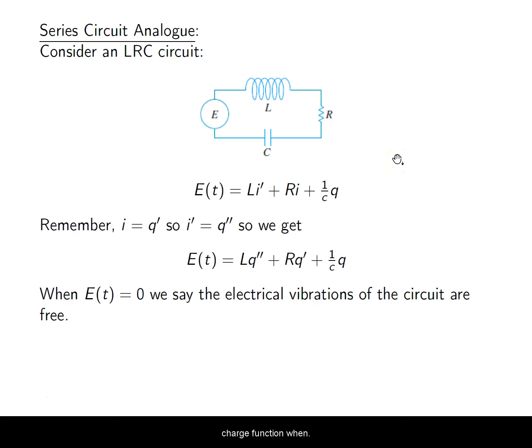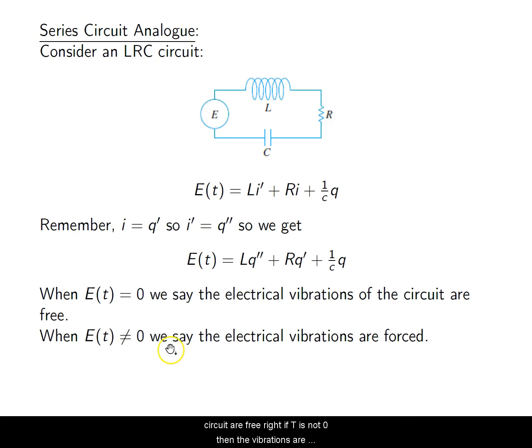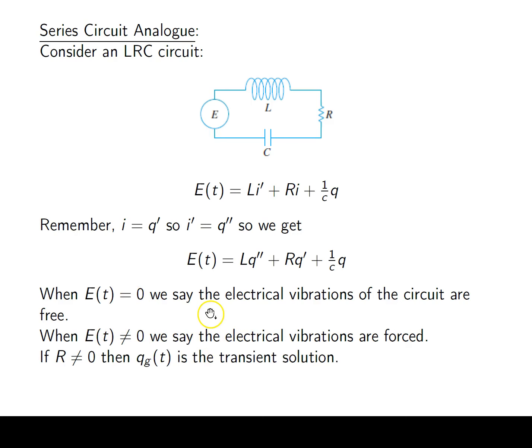So let's talk about the system a little bit. When E of t is 0, we say that the electrical vibrations of the circuit are free. If E of t is not 0, then the vibrations are forced. In the free case, we have no energy coming into the system. Here we do have energy coming into the system.